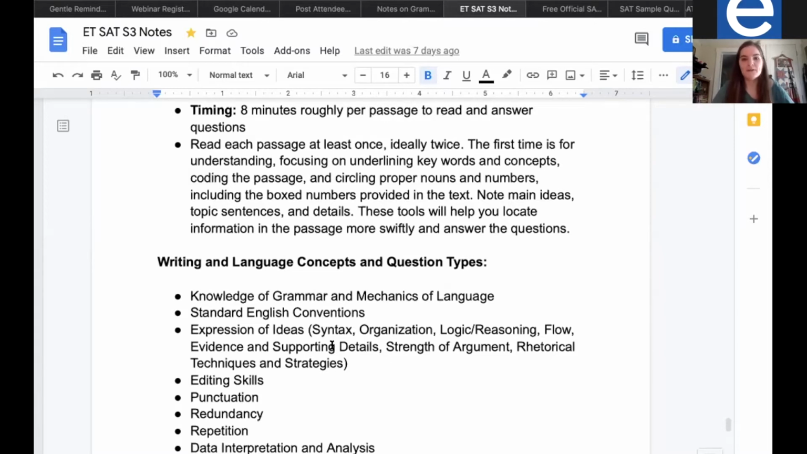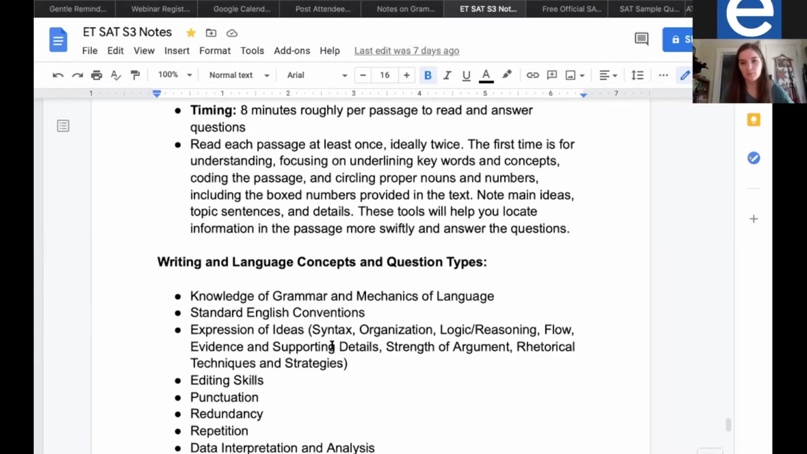So when you read, you are reading for understanding. You're focusing on underlining keywords and concepts still, and you're coding the passage. By coding, I mean you're putting in key terms, like a keyword, just like you would with the reading passages, so that you can quickly identify what that particular paragraph is about, as well as the central concept for the whole piece. And that's to help you better tackle the questions.